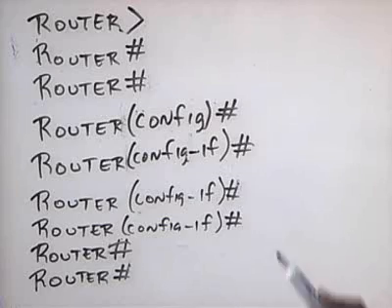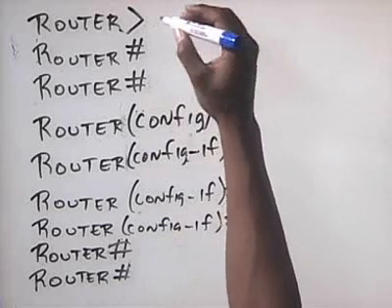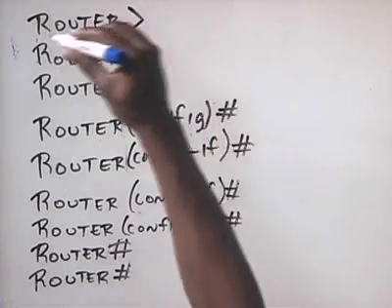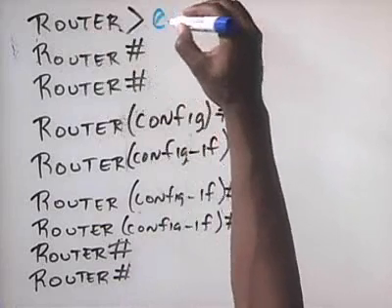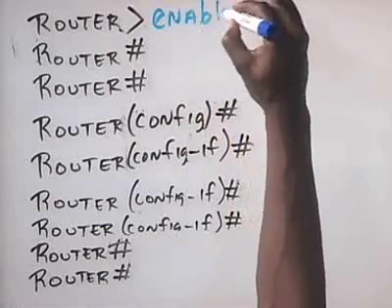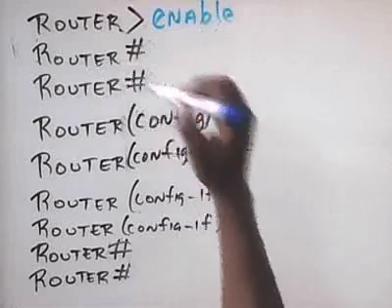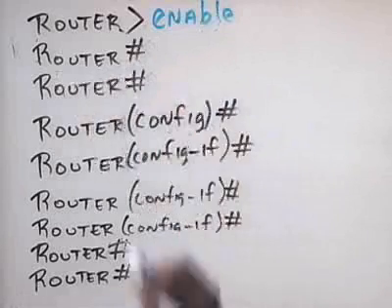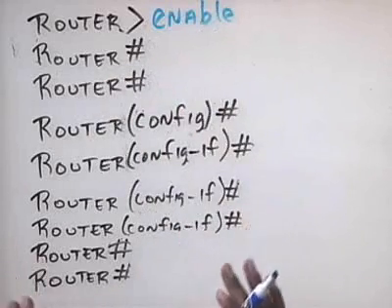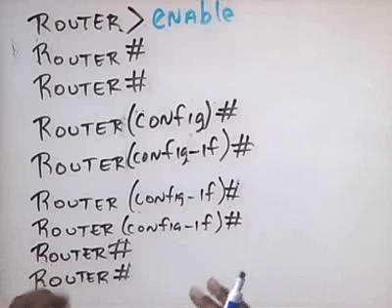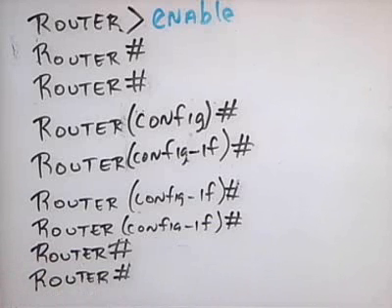Now let's take a look at how to configure our serial interfaces if we have our routers connected back to back via a serial cable. Assuming once again that we're starting from the user mode prompt, we would type in the word enable to put us into privilege mode. Here in privilege mode, you want to verify which end of the cable is plugged into the router that you're configuring.